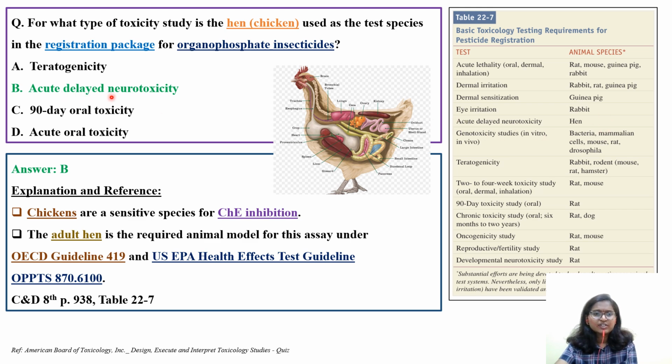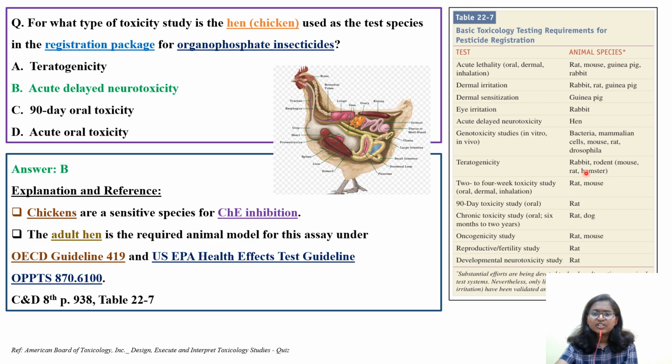So the right answer here is acute delayed neurotoxicity, hen. You can see it here. And if you see option D, acute oral toxicity, we have learned here that rat, mice, guinea pig, and rabbit are the preferred species. So if you read this table, you will be able to understand all these four options. For genotoxicity tests, both in vitro and in vivo, we have bacteria, mammalian cells, mouse, rat, and Drosophila. So it might be the Ames assay or the micronucleus assay. This type of assay might be included in the genotoxicity test.